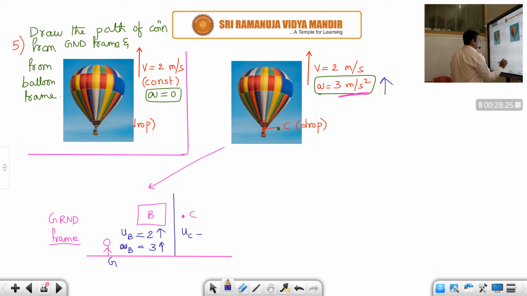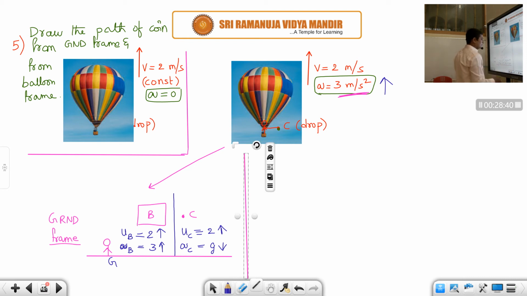What is the velocity of the coin, students? Same as the velocity of the balloon. That is equal to 2 upwards. What is the acceleration of the coin, students? g downwards. g downwards. Okay, students. So this is very, very important. So now let us solve.